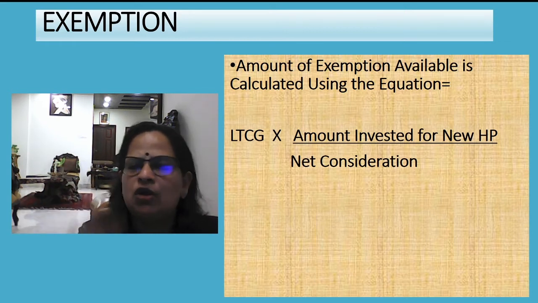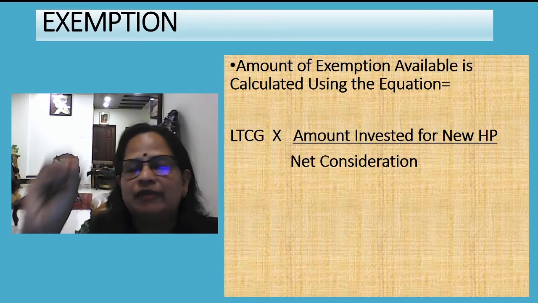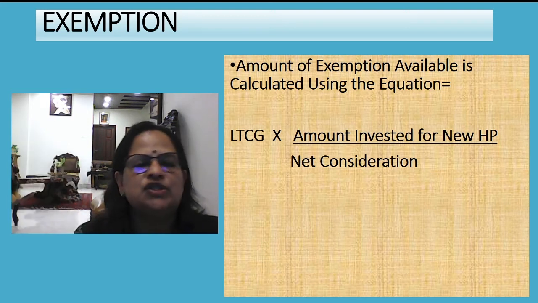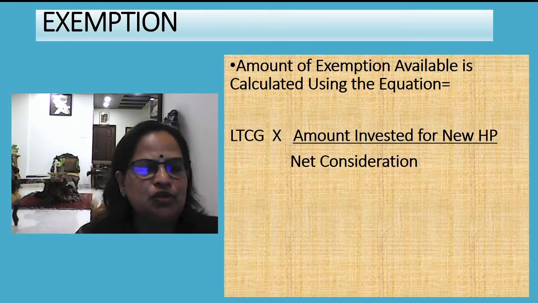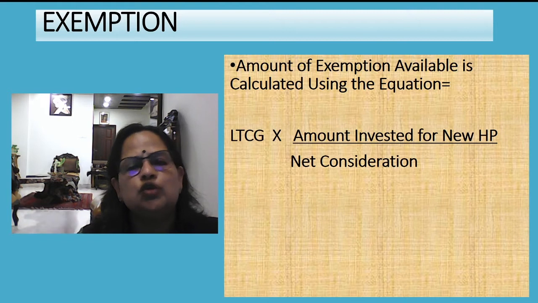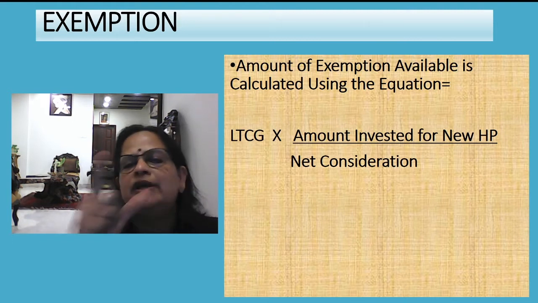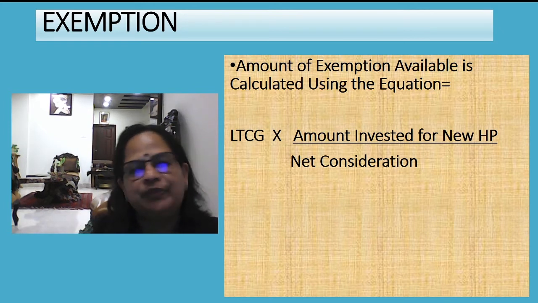LTCG, you know, is long-term capital gain. When we do the solution to the question, we will get that. Sale consideration minus expenses on sale is the net consideration. You take the net consideration value from the solution, and the amount invested for new house property will be there in the question. So LTCG and net sale consideration we derive from the solution, but the other amount, the amount invested for new house property, is given in the question.